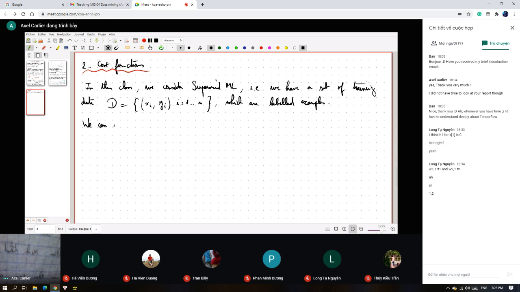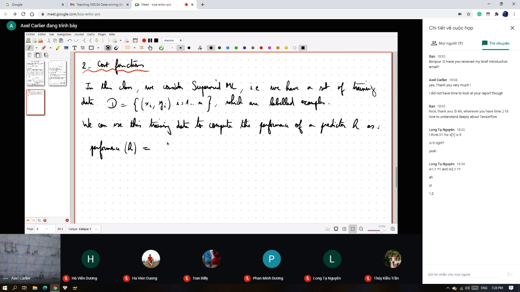We can use this training data to compute the performance of a predictor H as: performance of H equals the sum of cost of yi, h of xi, over i equals 1 to n. Okay, this is very important.